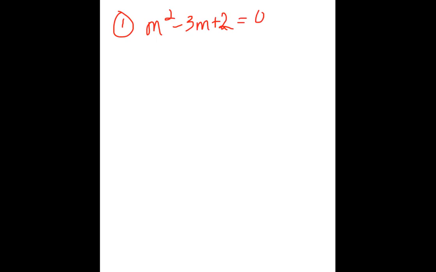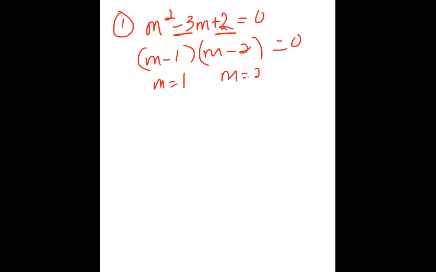As in, what are 2 numbers that multiply to give you 2 and add to give you -3? Can you find those 2 numbers? Of course, -1 and -2. And then set each factor equal to 0 and solve. What number minus 1 makes it 0? 1. What number minus 2 makes it 0? 2. There's your answers. Or you could use the quadratic formula.